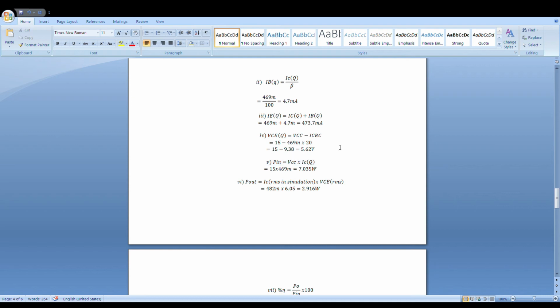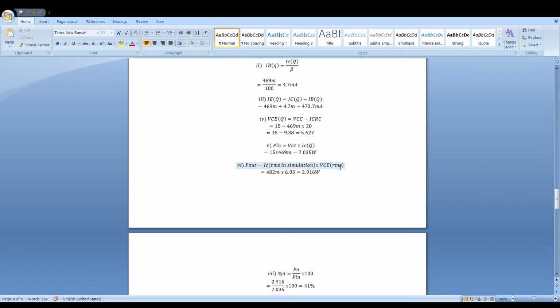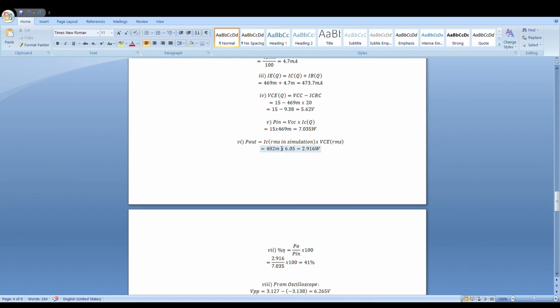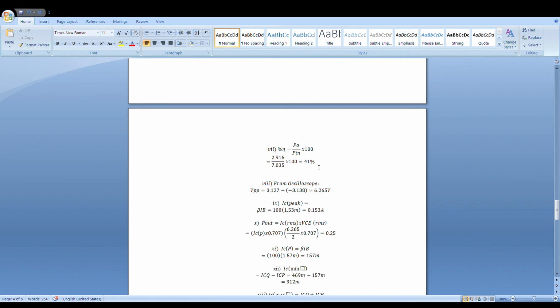For the power in, VCC multiplied with ICQ. So we get 7.035 watt. And for the P out, IC is from the simulation, and VCE is VCE RMS. So we get IC is 482 milli times 6.05. So we get 2.916 watt.